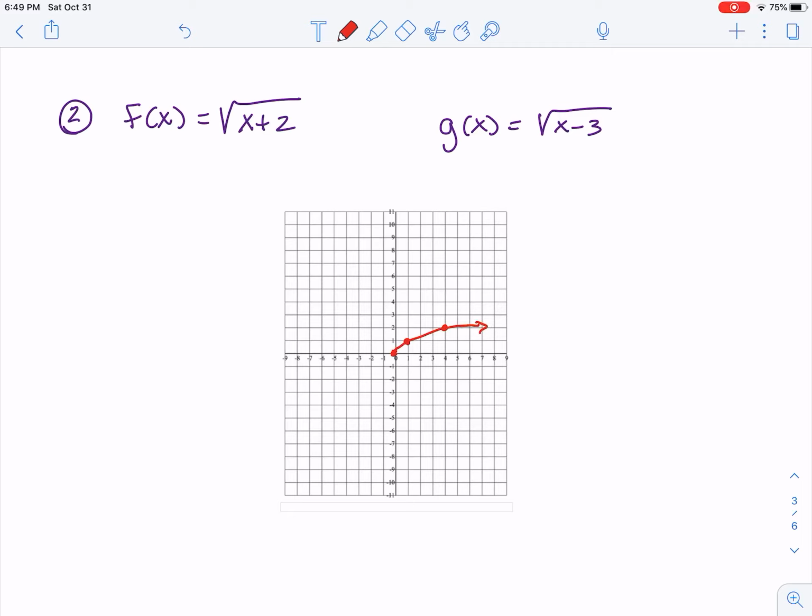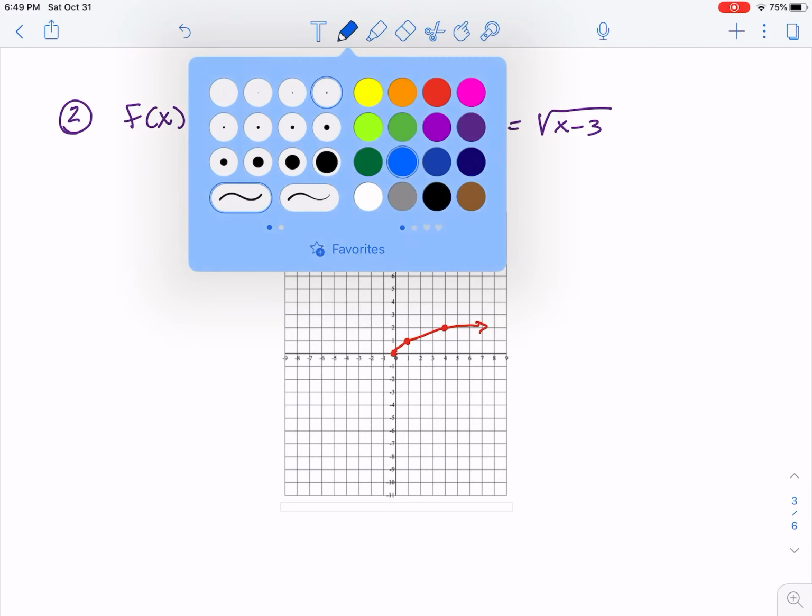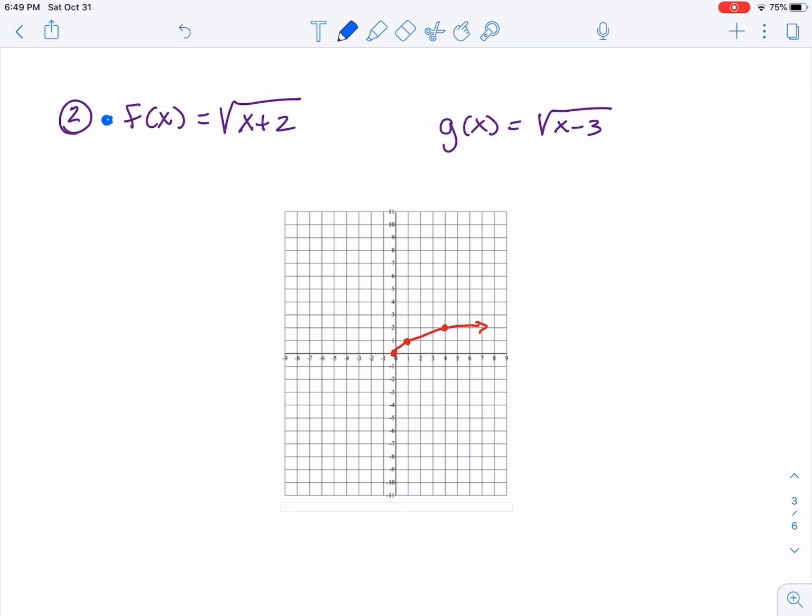Okay. And I will graph, get another color here. I'll graph this first one in blue. Well, the parent function, that's y equals square root of x. Notice that plus 2 is underneath the radical. If it's a plus 2, that's my h is negative 2. That means I'm going left 2.